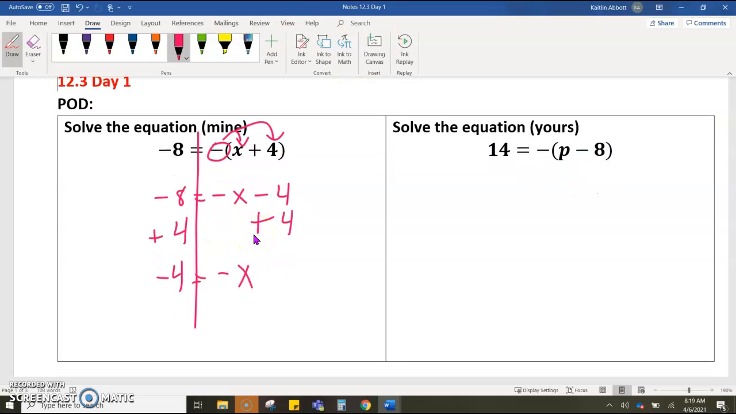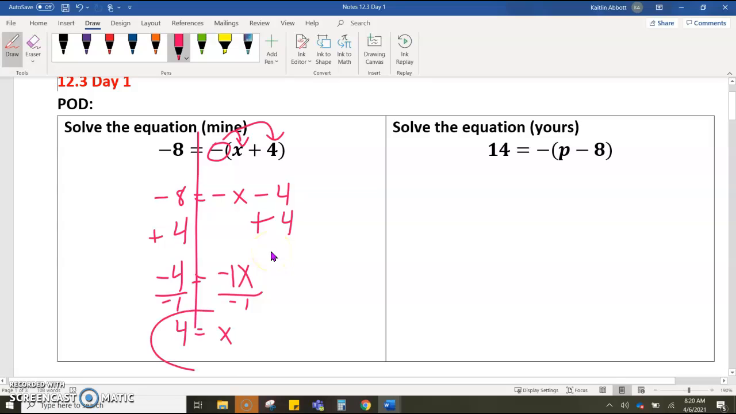We need to get rid of that negative on the x. So remember there's a magic 1 there next to any variable that has a negative, where there's no number. So we're going to divide by -1, divide by -1. -4 divided by -1 gets you just 4 equals x.